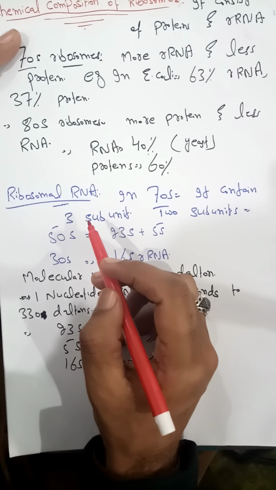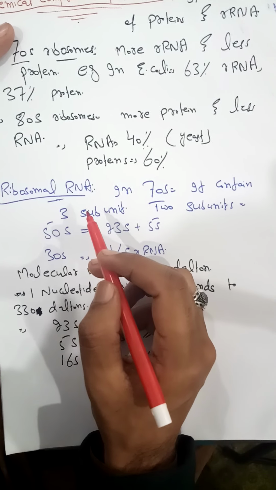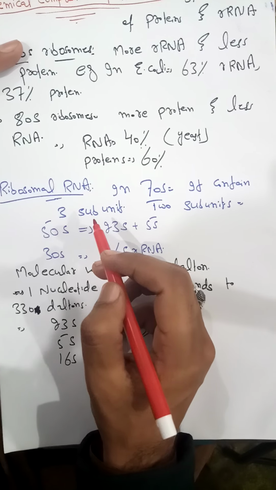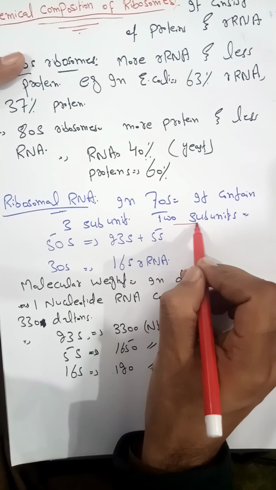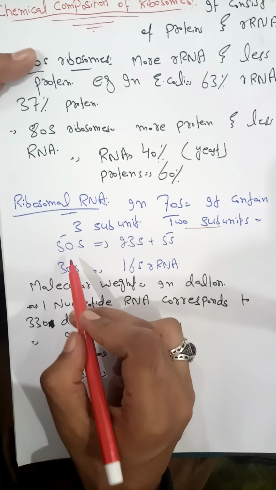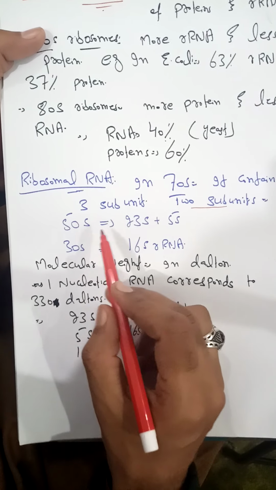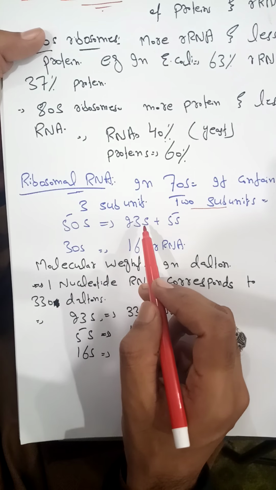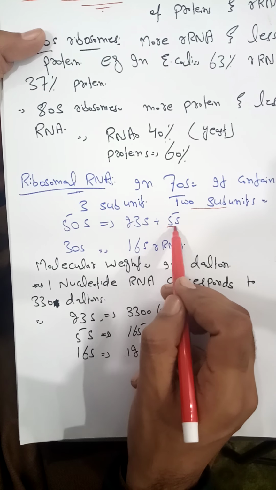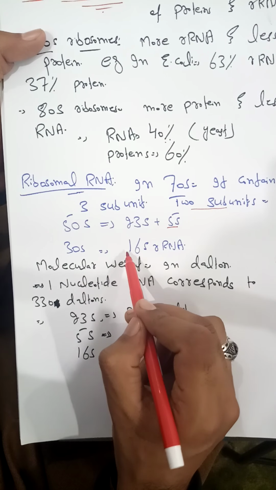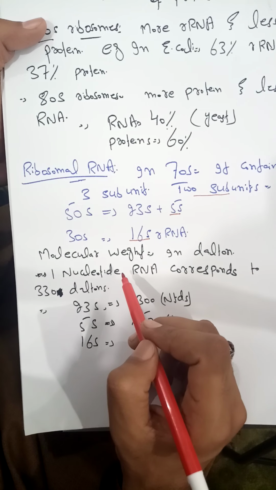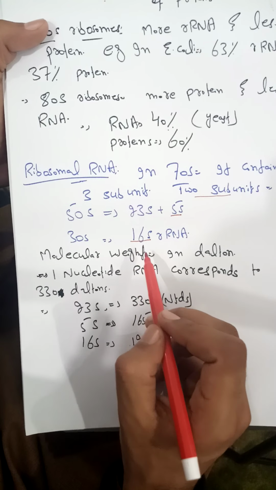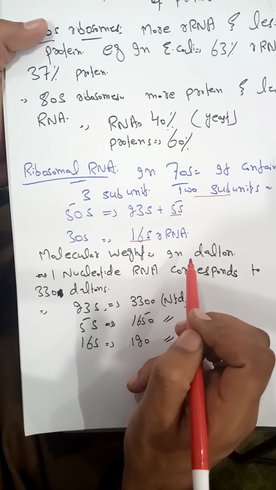Now the ribosomal RNA. We have studied the different types. The 70S majorly contains two subunits, the 50S and the 30S. The 50S contains the 23S ribosomal RNA and 5S ribosomal RNA, while the 30S contains 16S ribosomal RNA. The molecular weight of these subunits is different and is calculated in Daltons.